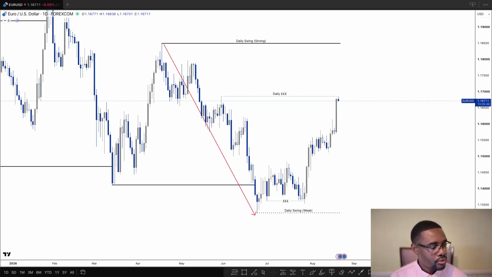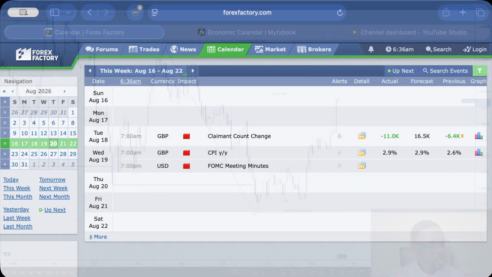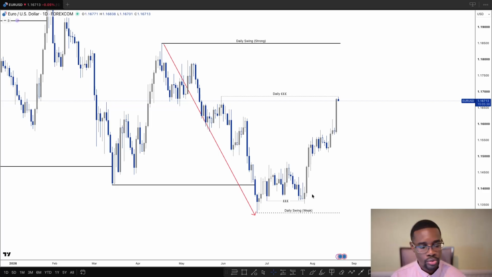So let's look at Forex Factory. Today is a Thursday, and we do not have any high impact news. So let's jump right to the charts. Let's see what we can expect for the day.